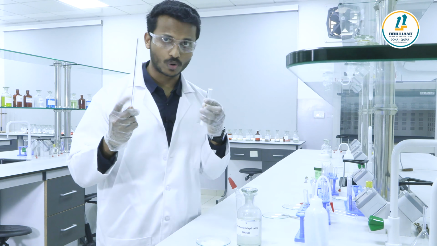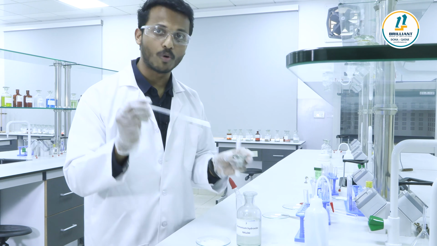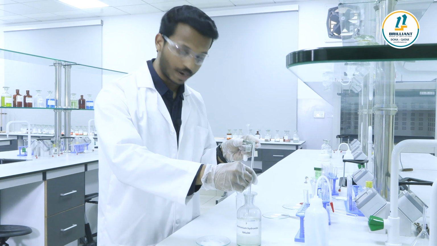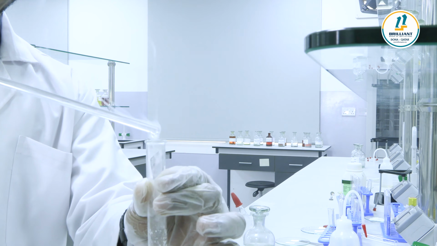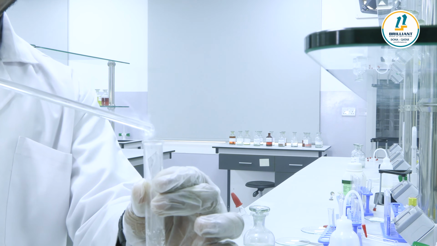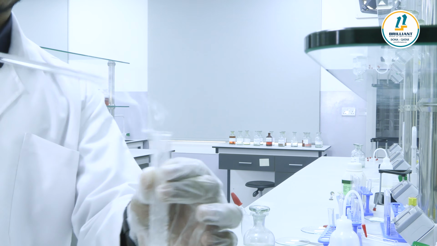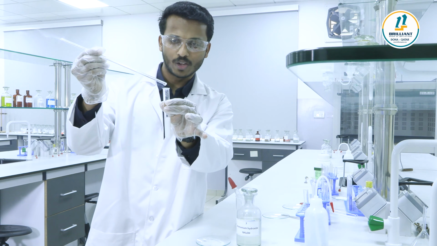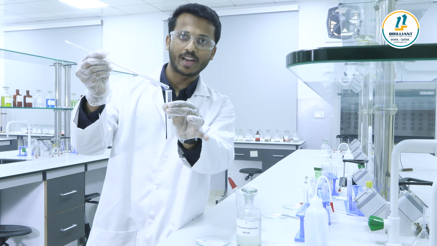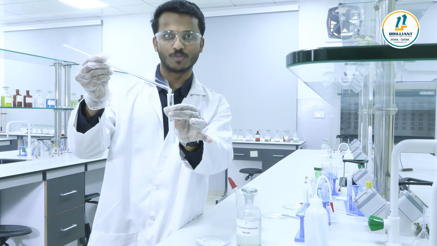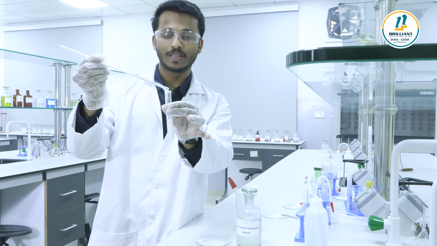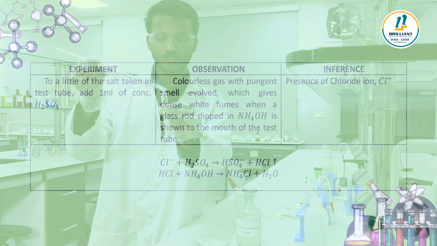Take a glass rod and dip it in ammonium hydroxide solution and show the tip of it at the mouth of the test tube. When you show it, you can see that dense white colored fumes are generated, right? Very dense white colored fumes are generated, which indicates the presence of chloride ion.